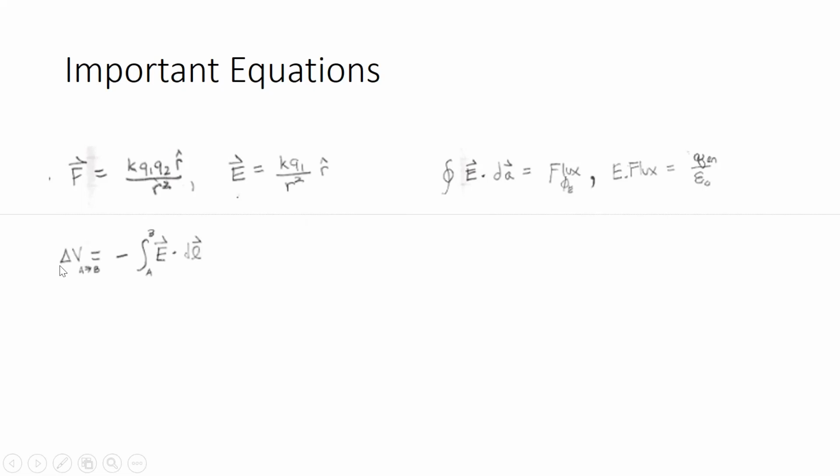Another important equation is the equation for the electric potential, or the voltage. The change in the voltage between points A and B is minus the integral from A to B of the electric field dotted with the distance in moving from A to B.